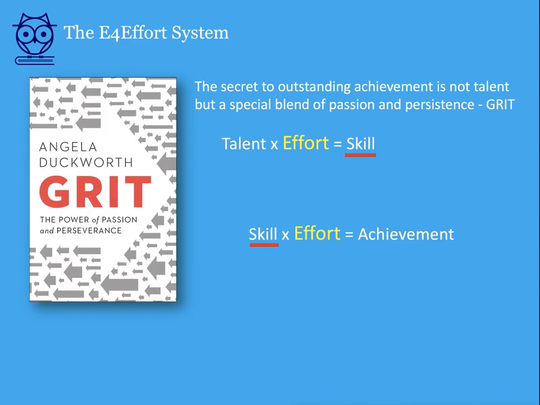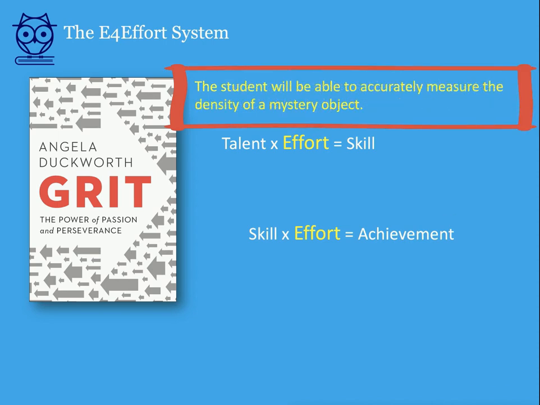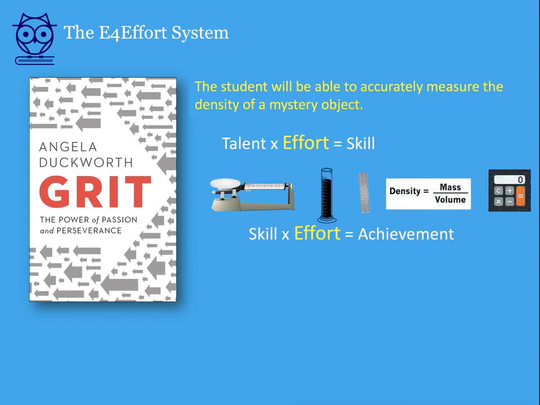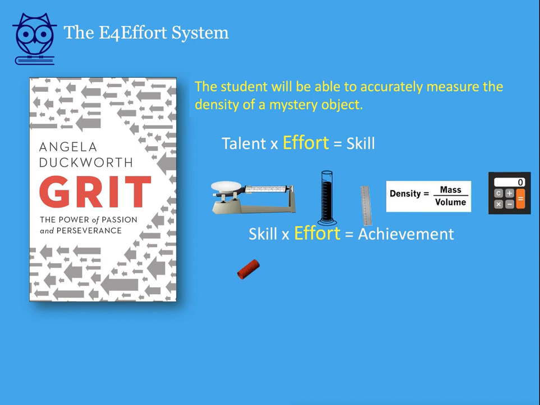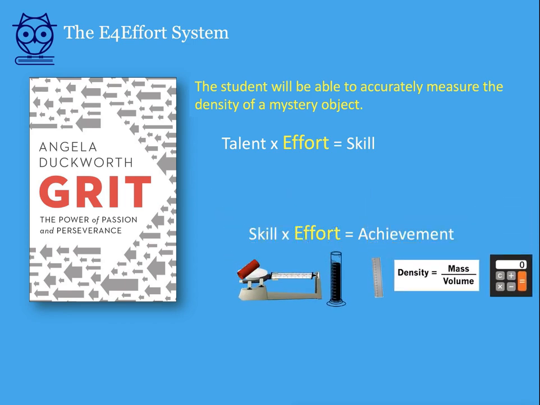For his school example of grit, consider a science learning target that states, students will be able to accurately measure the density of a mystery object. First, students need to apply effort towards learning necessary measuring and math skills. Later, they use those skills and effort to measure and report the density of their mystery object. E for effort can be used to promote and assess grit.